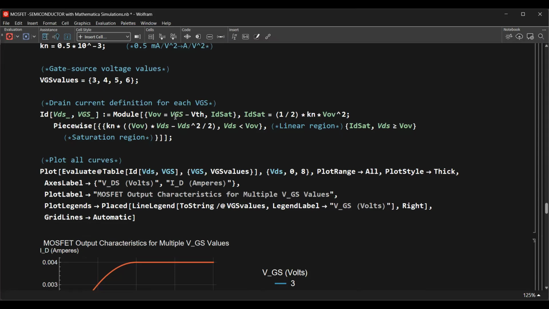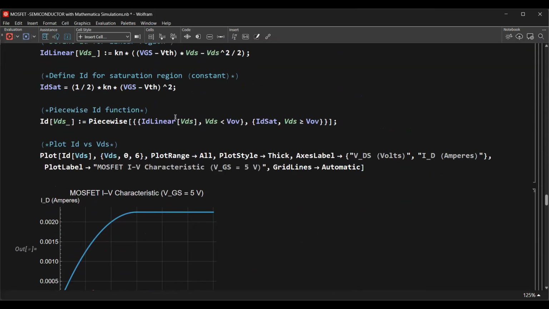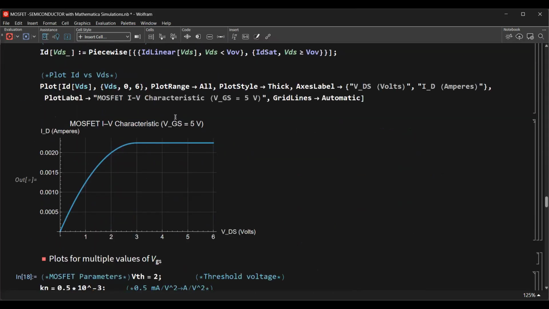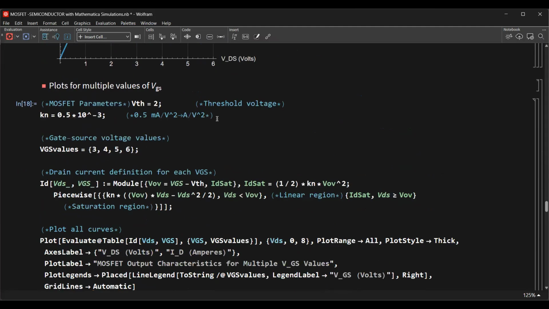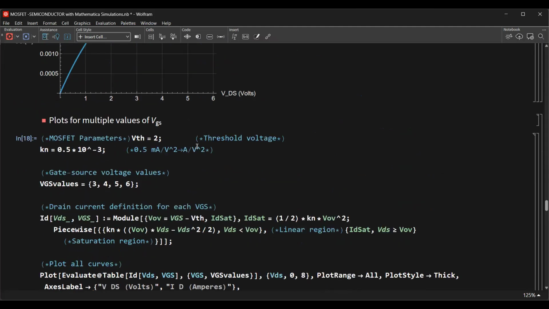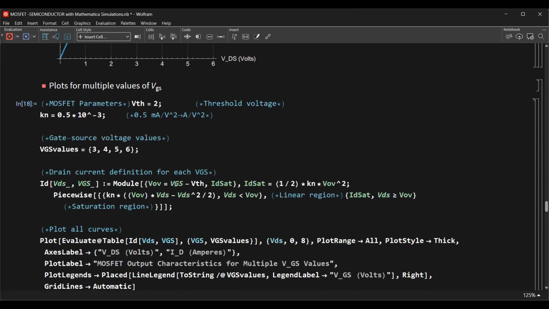So we have the module here. VOV is the overdrive voltage, and we have the overdrive voltage here. And we have the saturated drain current, which is 1/2 of Kn, the electromobility, multiplied by the square of the overdrive voltage. This is the overdrive voltage.